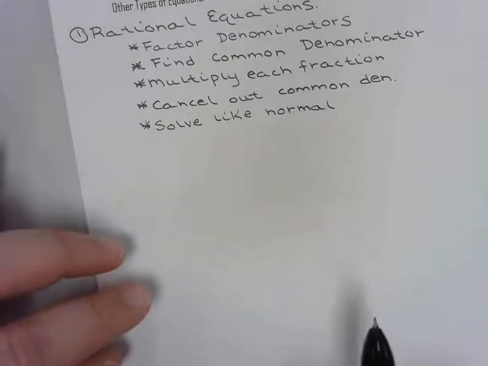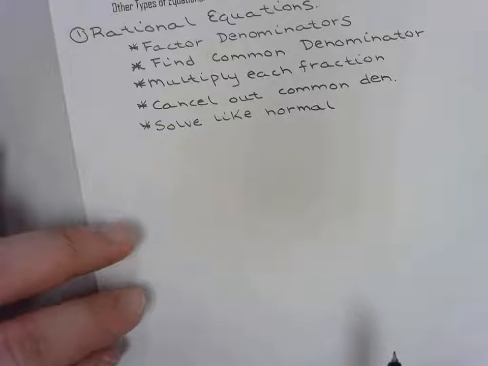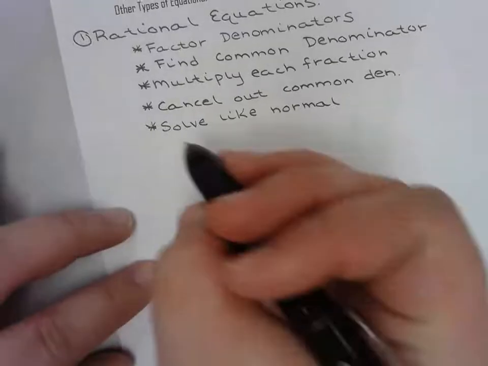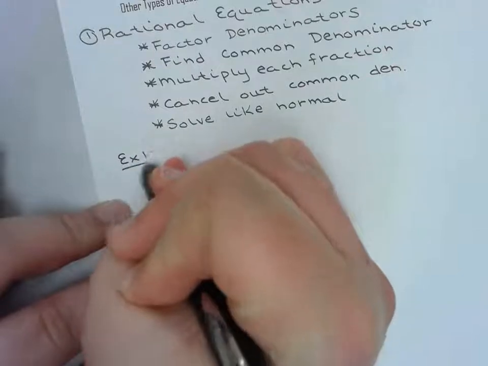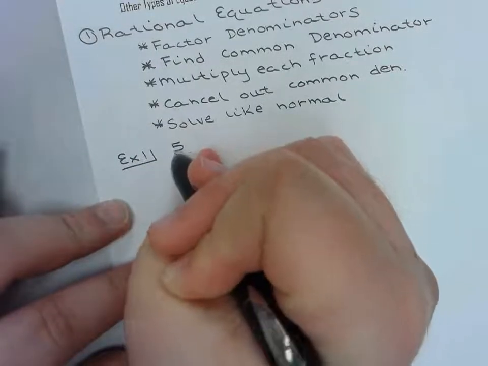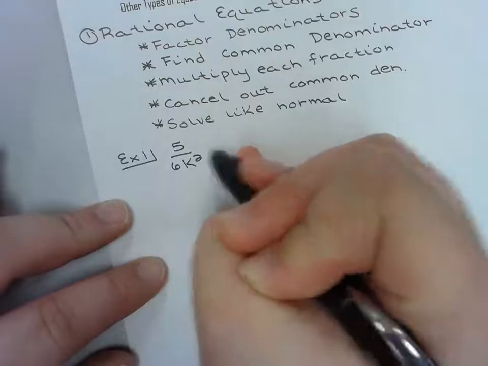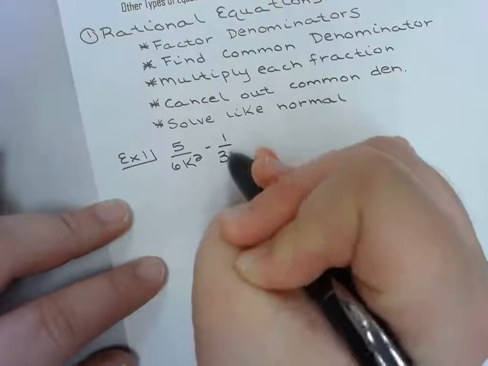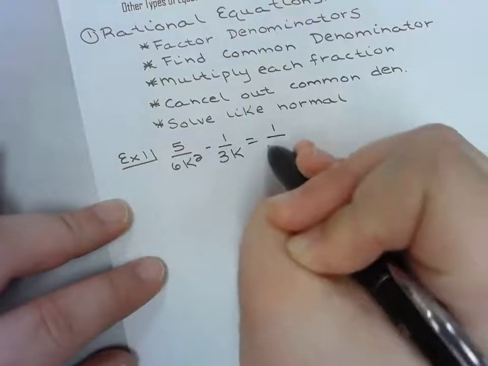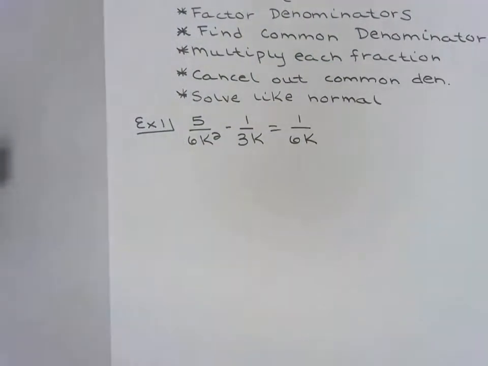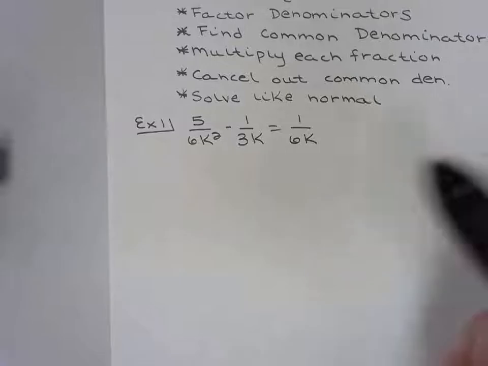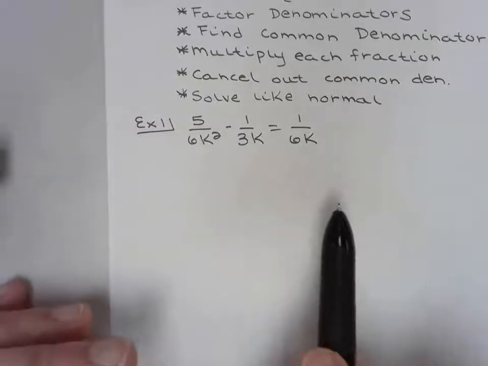So let's look at a couple examples. We'll do an easier one. Let's look at one like this. 5 over 6k squared minus 1 over 3k equals 1 over 6k. This is a rational equation because I see fractions and I see an equal sign.